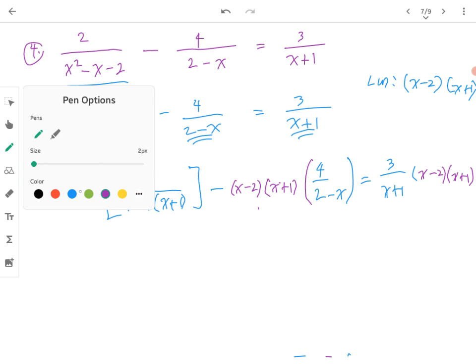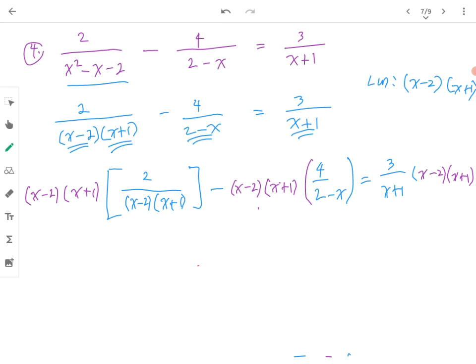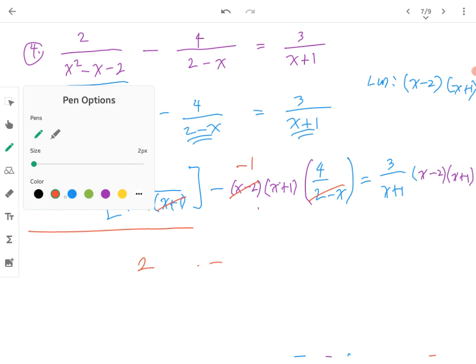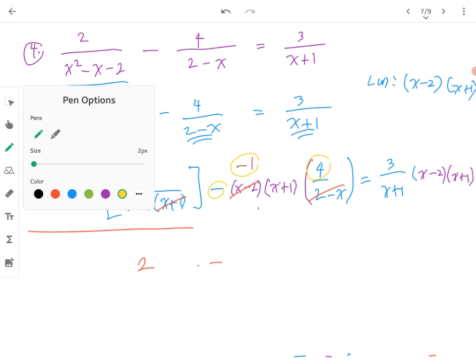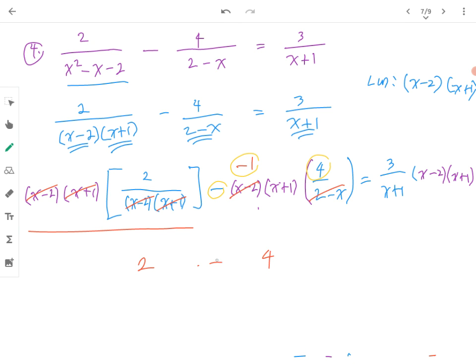Okay, it's time to cancel the common factors by division. By division, we can cancel this and this and that. So what is left in this section is 2. Here we can also cancel this one. Notice that this is negative 1, so it's like saying negative times negative 1 times positive 4. So that is positive 4.